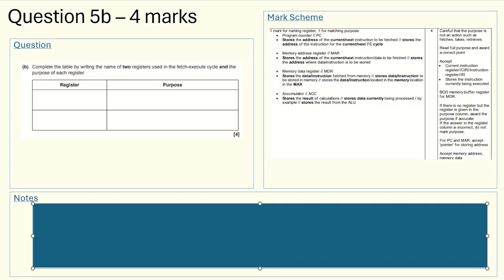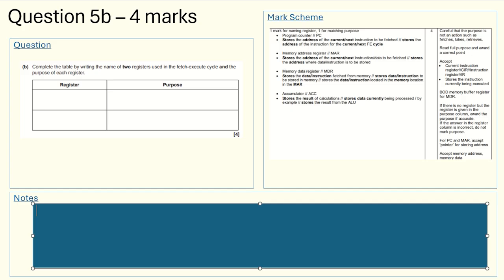Okay, question 5B is asking us to describe what's happening with 2 registers that you choose during the fetch execute cycle. So we need to name 2 registers and then say what their purpose is. You can pretty much pick whichever registers you want here. And we do find a lot of students put down the ALU, which is the arithmetic and logic unit. And that's not actually a register. That's a component within the CPU, which is used by the registers to do calculations. So don't put the ALU down for this one because it is not a register.